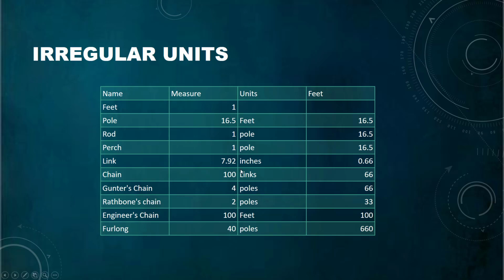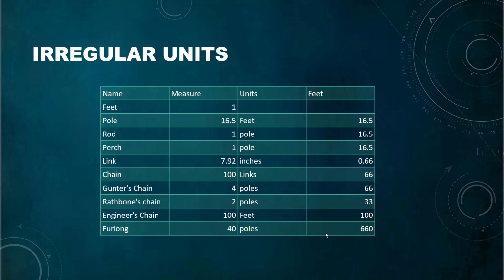Then we have links and chains. Where I'm from in Ohio, rods and chains are pretty much the order of the day, but a link is a fragment of a chain such that it's 7.92 inches. Really odd. A chain is 100 links, so that means a chain is 79.2 inches long. And then we have a couple of variations on a chain, and we also have a furlong, which is 40 poles or 40 rods.